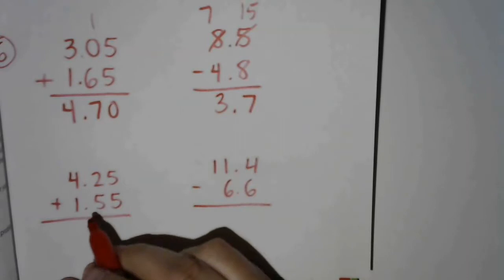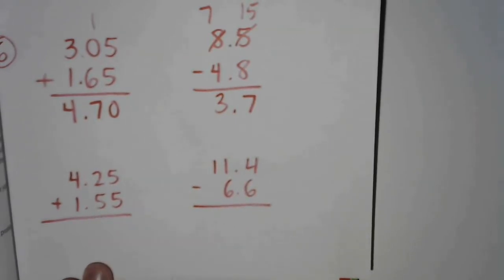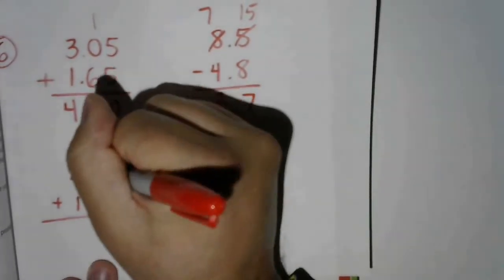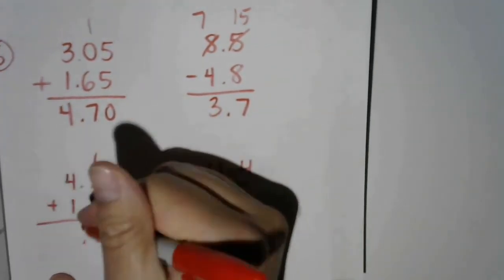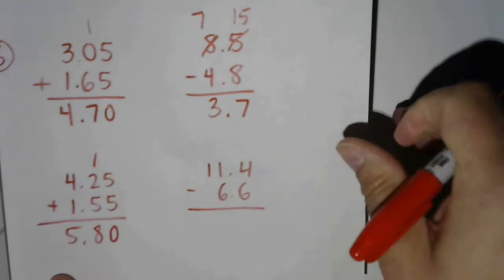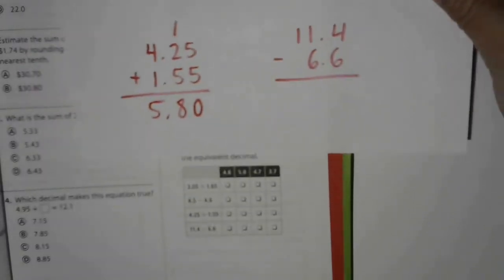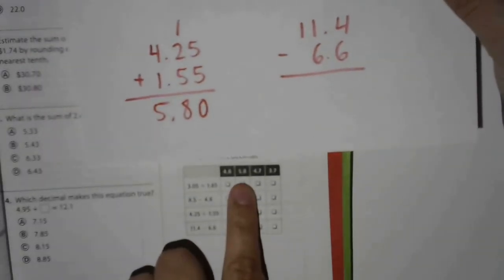Let me move on. I've got 4 and 25 hundredths plus 1 and 55 hundredths. 5 plus 5 is 10. 5 plus 2 is 7, plus 1 is 8. Drop my decimal down. 4 plus 1 is 5. I get 5 and 8 tenths, or 5 and 80 hundredths. So we can convert that over.